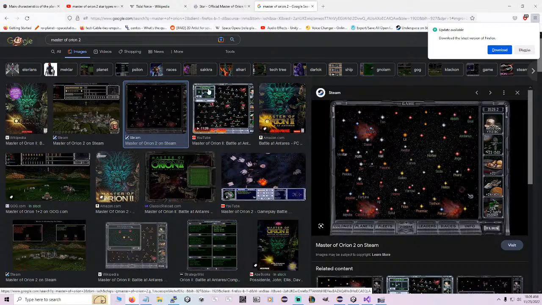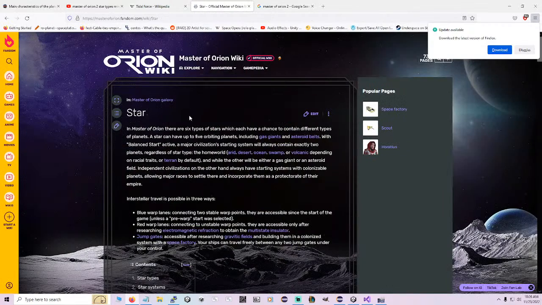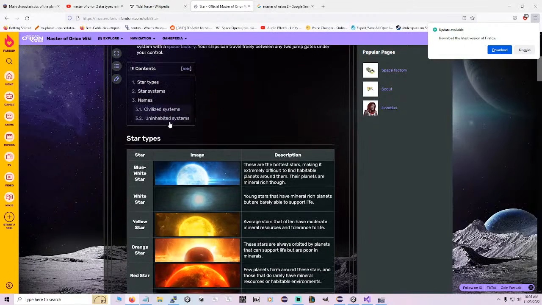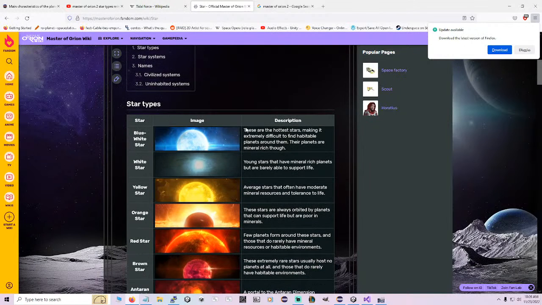I have to categorize them, right? But right now we're looking for Starfighter. Star types. Here's star types. Blue-white star. These are the hottest stars, making it extremely difficult to find habitable planets. Mineral rich, though. Okay, so there we go. We want to steal this, exactly.